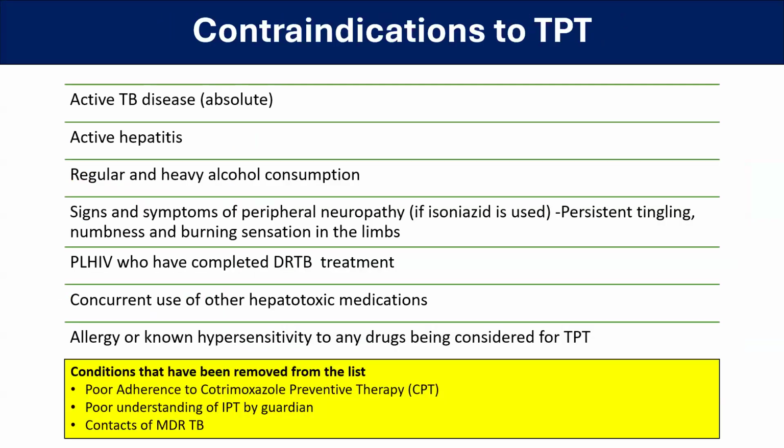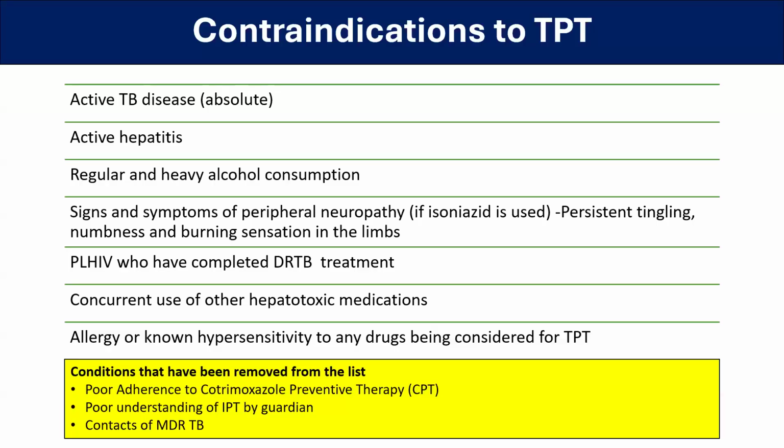Some of the contraindications are active TB disease, active hepatitis, and regular and heavy alcohol consumption. If there are signs and symptoms of peripheral neuropathy, persistently rule out whether it is drug induced or whether the patient has some other neurological issues. It has to be ruled out if there is persistent tingling, numbness, and burning sensation in the limbs. Also PLHIV who have completed DRTB treatment, concurrent use of other hepatotoxic medications, and allergy or known hypersensitivity to any drugs being considered for the TPT. So these are some of the contraindications.